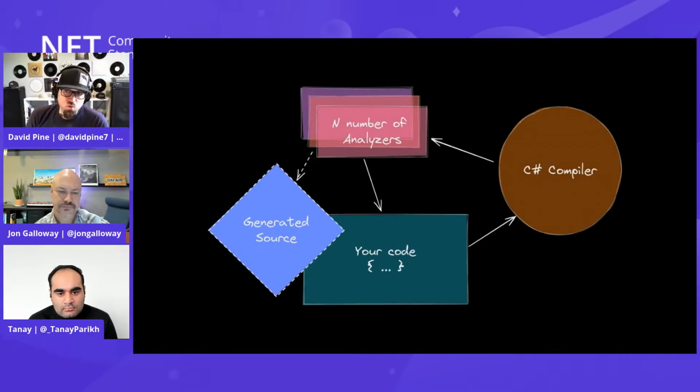The way source generators work is you have your code here in this little green box, and you're typing your code, and the C# compiler sees your code and does some stuff on it, and there's n number of analyzers, any number of analyzers that sit there. Analyzers are actually the way that source generators work. My source generator is actually considered an analyzer. And it has the ability to output generated source. That source then becomes part of the compilation context for your code and the source generated code.